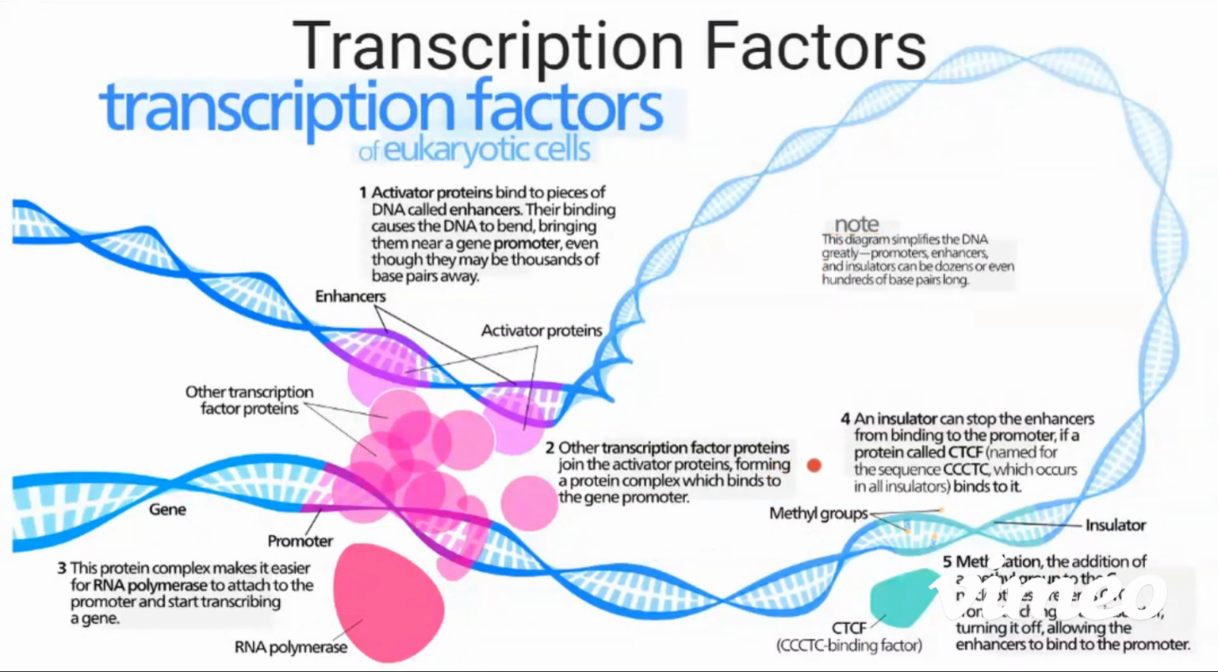Some transcription factors, called activators, encourage the binding of RNA polymerase to the DNA. This increases the rate of transcription. Other transcription factors, called repressors, block RNA polymerase from binding to the DNA. This decreases the rate of transcription.